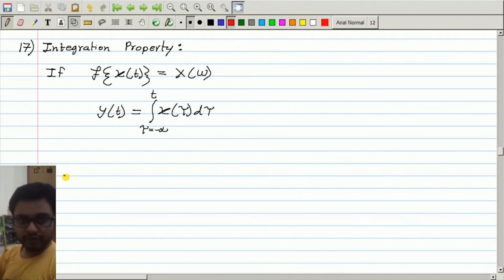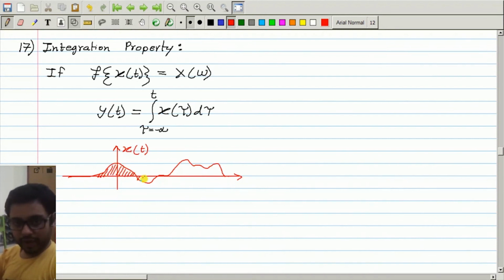So if x is a signal like this as a function of time, then this integration gives us the area under this curve starting from minus infinity up to a particular time instant, call it t, and this area is y of t, which also changes as time increases.